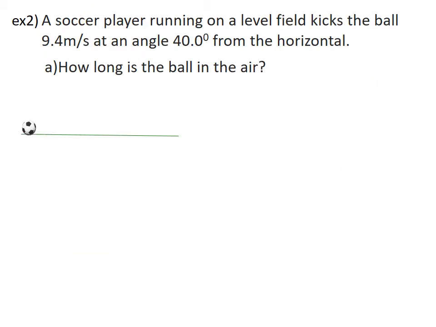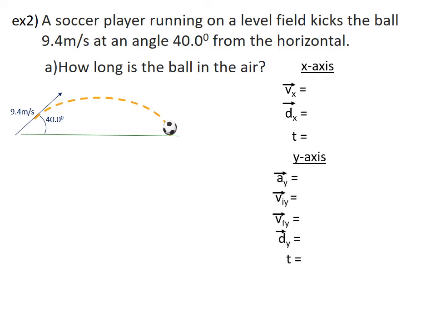A soccer player running on a level field kicks the ball 9.4 meters per second at an angle 40 degrees from the horizontal. How long is the ball in the air? We said in the x-axis we always have 3 variables. That's velocity, displacement, and time. In the y-axis we always have 5 variables. That's acceleration, initial velocity, final velocity, displacement, and time. And we said that in the y-axis, acceleration is always equal to 9.80 meters per second squared down.